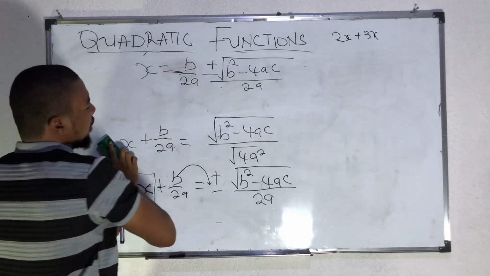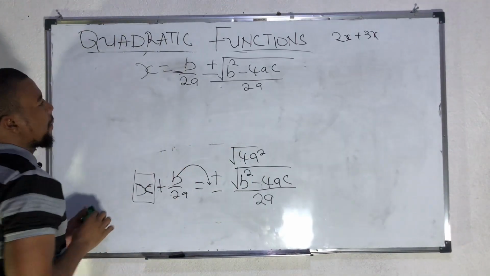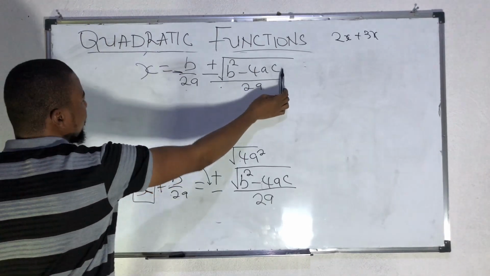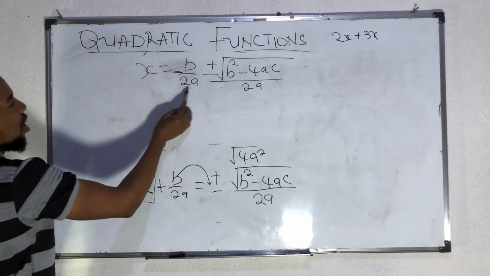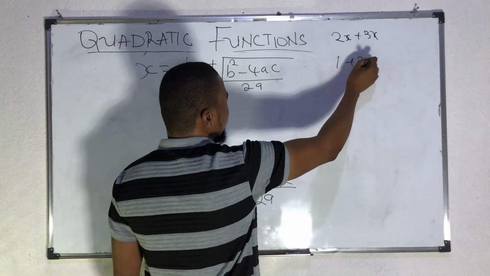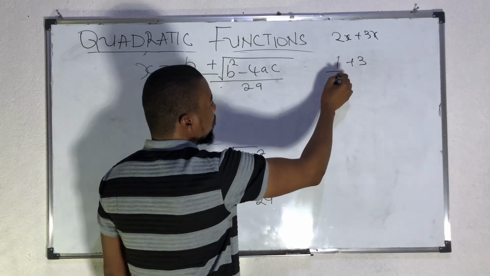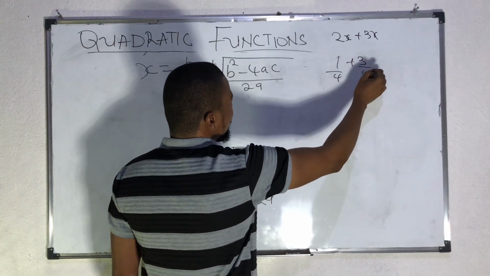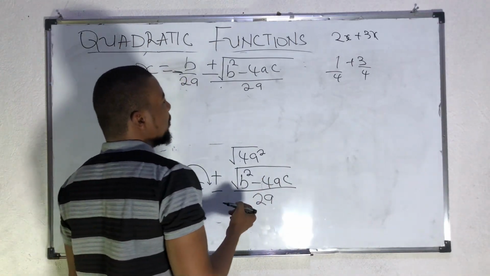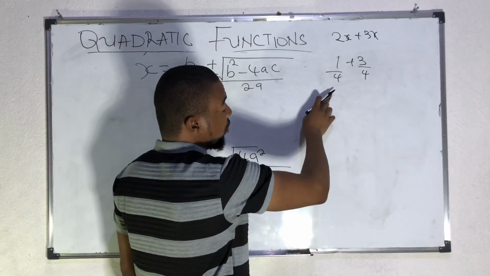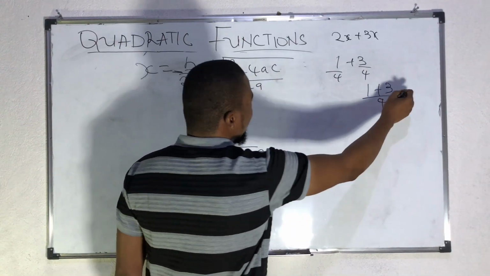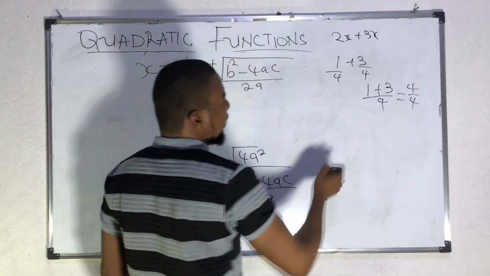Now, what is it trying to tell us? What are we going to do at this point? Here we have a negative b over 2a, and here we have everything here also over 2a. We now have a common denominator. If you have 1 over 4 plus 3 over 4, the denominators are the same, so there is no need of trying to get a common denominator. We simply add them together. 1 plus 3 is 4 over 4, something like this.